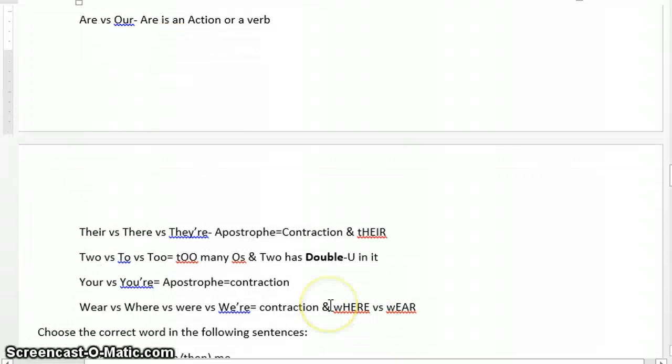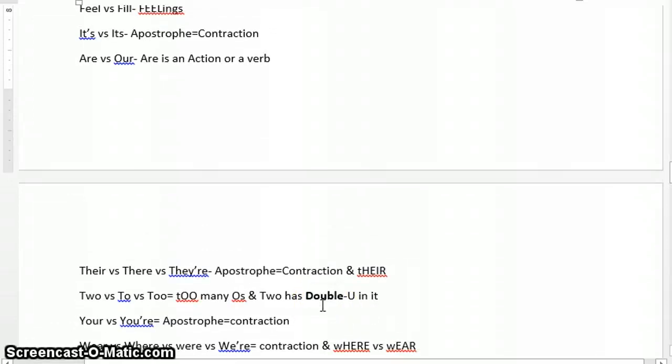The next one and the last one that we're going to go ahead and look at is where versus wear versus we're. This is really hard because they look alike, they sound alike kind of, but they're all a little bit different. So obviously we've talked about the contraction rule here. We're is short for we are, so I'll use that to remember that, the contraction there. I also like to remember that where in this form tells me place because it says here in it. So I'm able to tell that we're looking at a case of place.